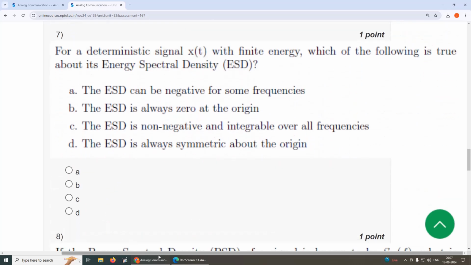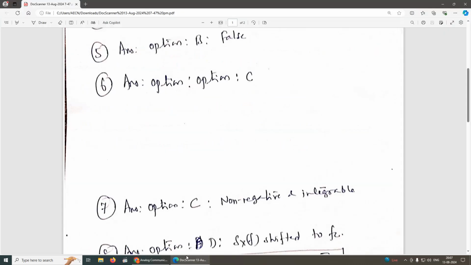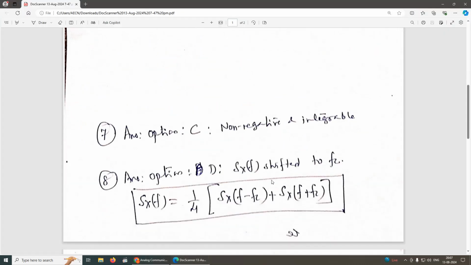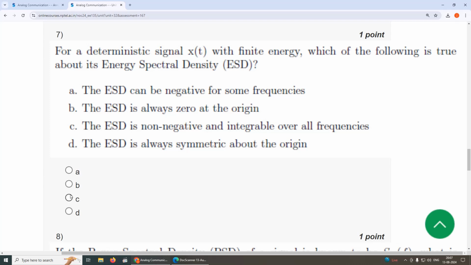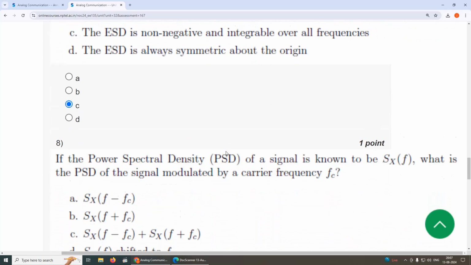Seventh one: for a deterministic signal x(t) with finite energy, which of the following is true about its energy spectral density? Answer is option C, non-negative and integrable. ESD is non-negative and integrable over all frequencies.